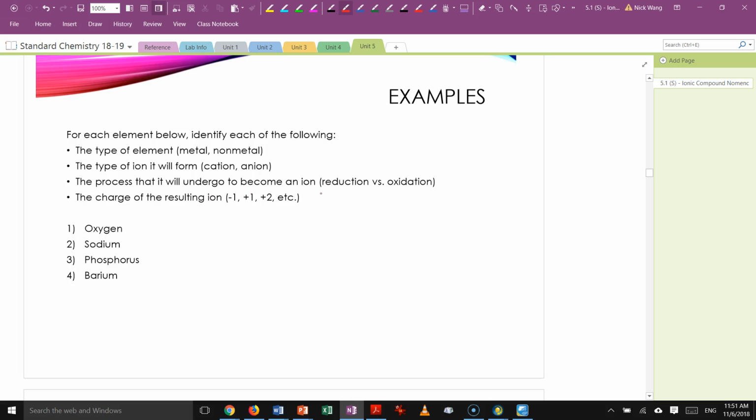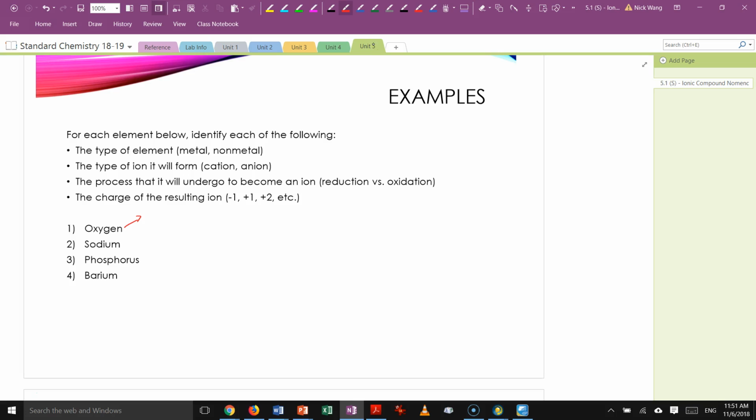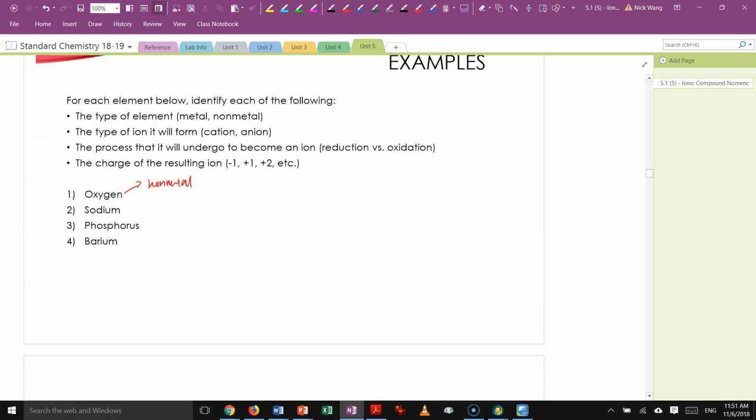The process that it undergoes, and then tell me the charge that will result. So let's work this out. The first element is oxygen. So this is going to be, again, a metal or non-metal question. Looking back over here, oxygen is right there. Oxygen is a non-metal because it's towards the right. The type of ion it will form, mostly we saw this from before. If you look back up here, non-metals are typically going to become anions. So this becomes an anion.